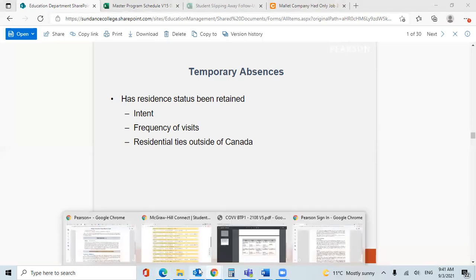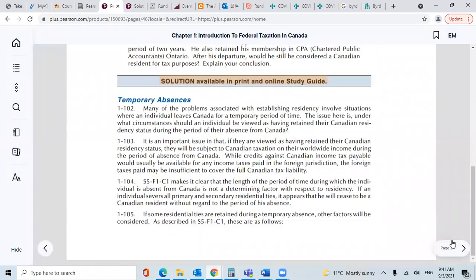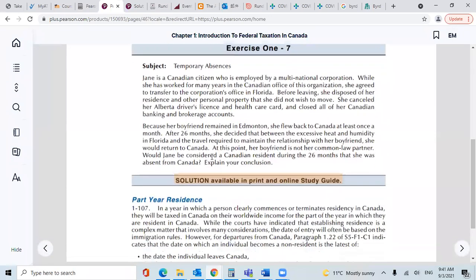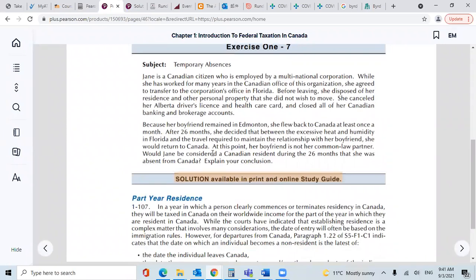Same thing, we can do exercises. The exercise, I think it's exercise 7, right? So let's talk about temporary absence. Jen is a Canadian citizen. She's employed by a multinational corporation, and she has worked for many years in the Canadian office of this organization. She agreed to transfer to the corporation's office in Florida, so she goes to the United States. Before leaving, she disposed of her residence and other personal property that she did not wish to move. She canceled her Alberta driver's license and health card and closed all of her Canadian bank accounts. But because her husband remained in Edmonton, she flew back to Canada at least once a month.